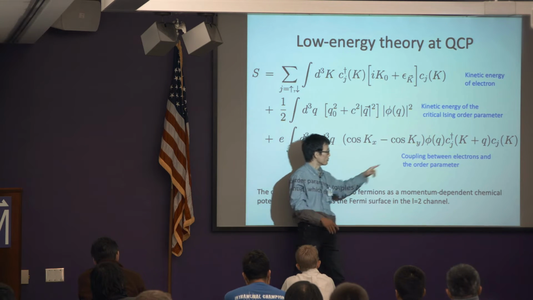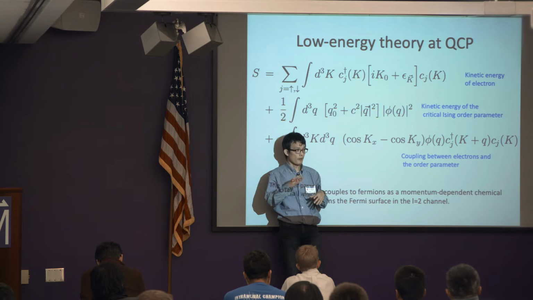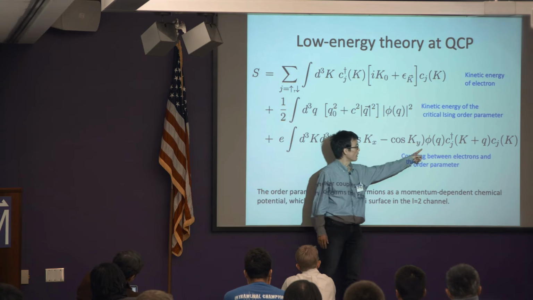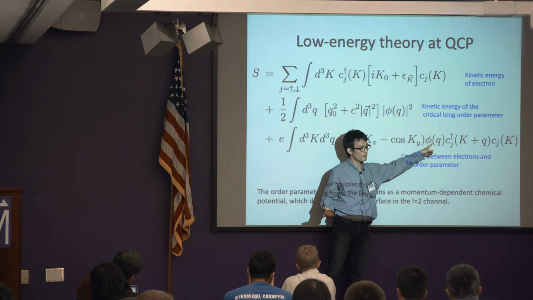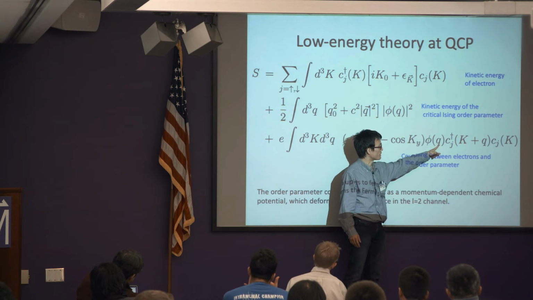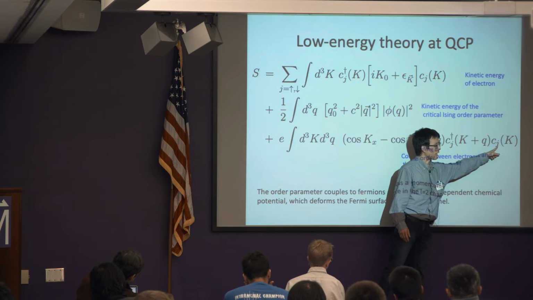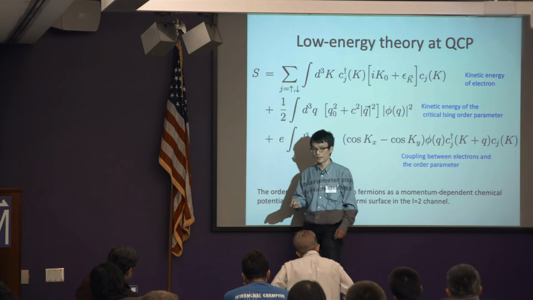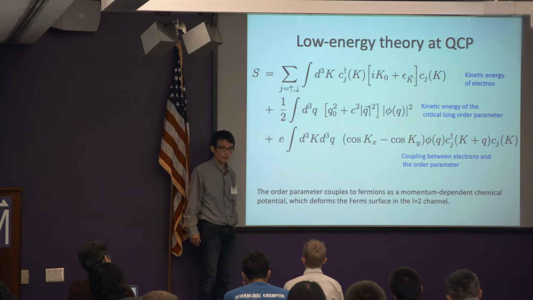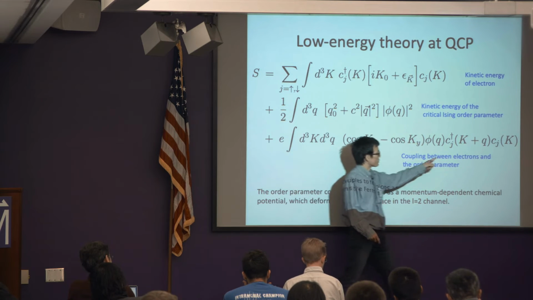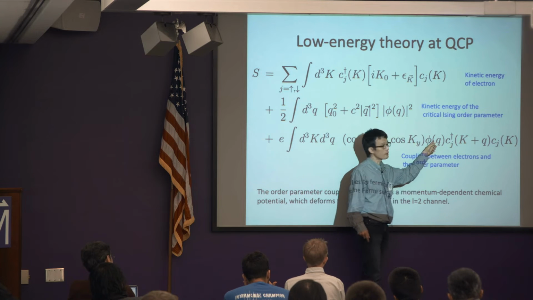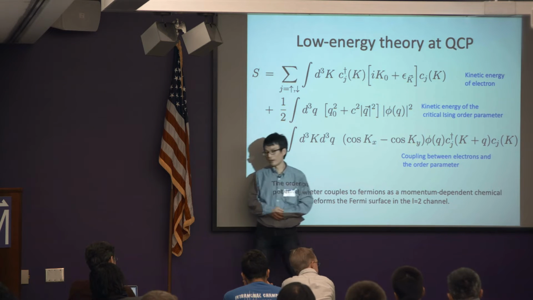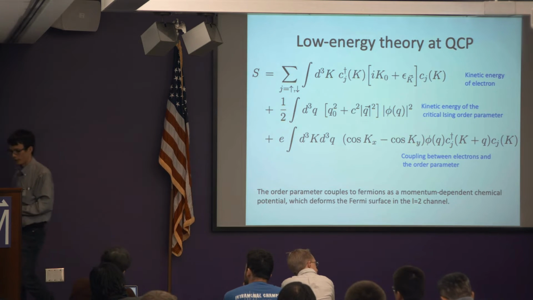Now at the critical point, you no longer have a non-zero expectation value, but this phi can still fluctuate, not only at q equals 0, but at any momentum. And when this collective mode carries non-zero momentum, it is no longer diagonal for electron. So electron also needs to change its momentum to conserve the total momentum. Basically, electron can scatter from momentum k to k plus q by absorbing a collective mode with momentum q. That's the fermion-boson vertex.